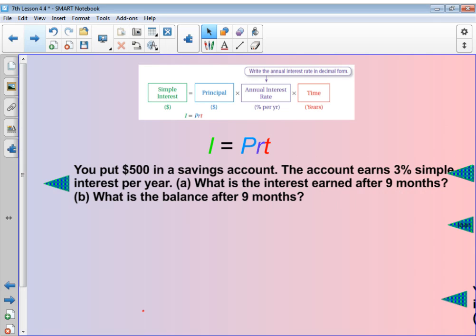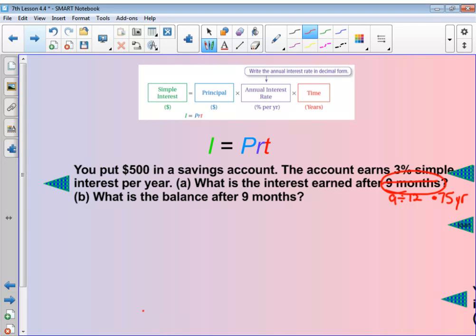Okay, you put $500 in a savings account. The account earns 3% interest, so that's similar to the last one, but this time it's 9 months. So they changed the time on us. So we're going to have to figure that out in terms of the decimal form of a year. So if we take 9 and divide that by 12, that's going to give us our decimal form. And most of you know that is 0.75, and some of you don't. So just punch it in as 9 divided by 12. Okay, so we're going to use actually 0.75 instead of this.